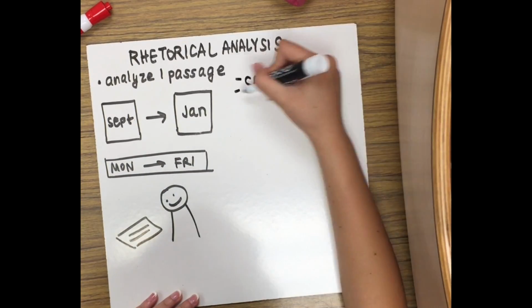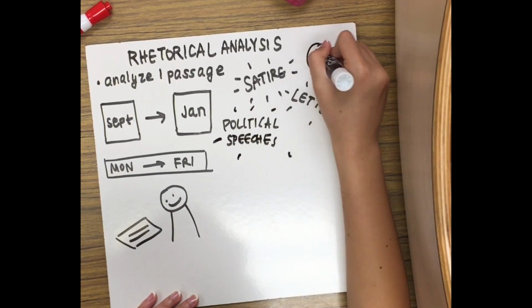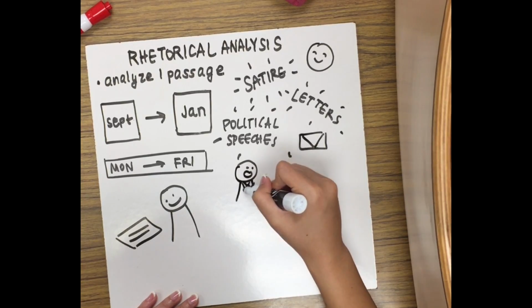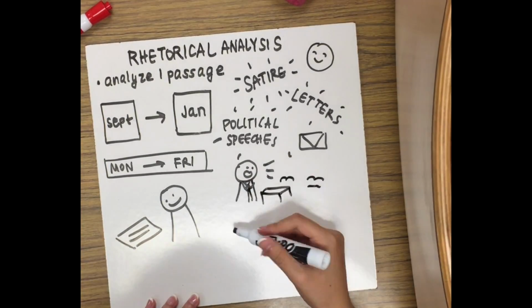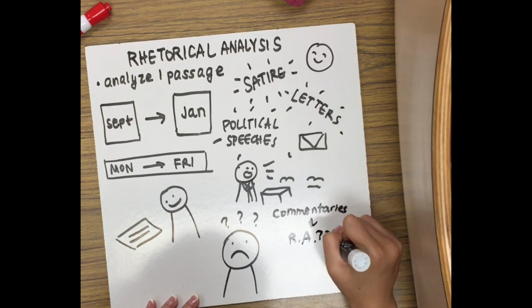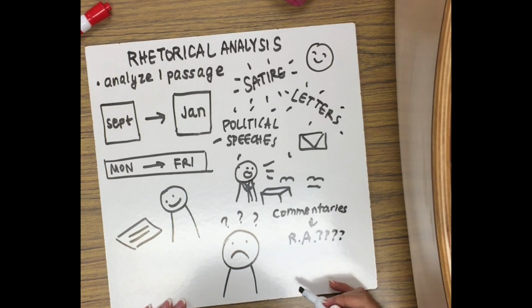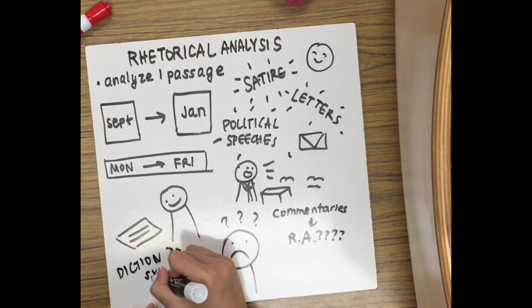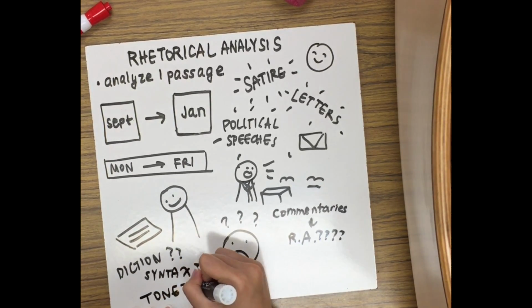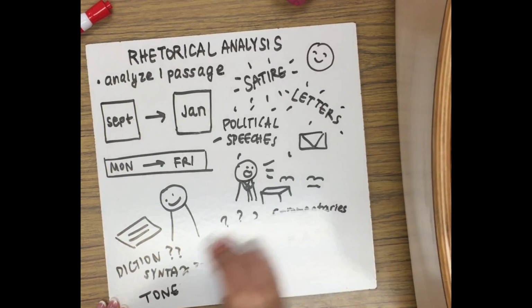We go over different genres of writing like satire, letters, or political speeches, all of which could be the RA passage. There's a big transition from English 1 and 2 because those classes focus on commentaries. So it will be confusing at first, but Mrs. Sprague helps you through it. For example, we will focus on specific tools like diction, syntax, and tone. And you may ask, what is that all about? You'll find out soon.